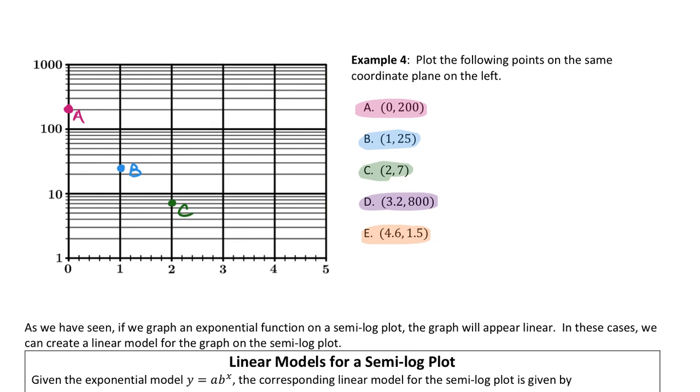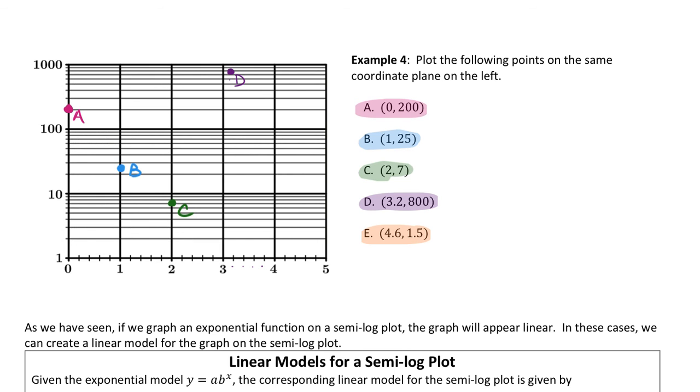Nice. For D, 3.2, we want to make sure we're accurate here. If you notice, in between 3 and 4, there are just a few tick marks, which means this is 3.2, 3.4, 3.6, 3.8, and 4. So on 3.2, I'm going to go up to 800: 100, 200, 300, 400, 500, 600, 700, 800. Did y'all get that there?